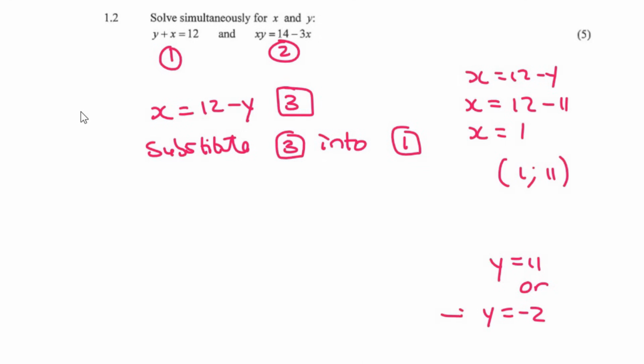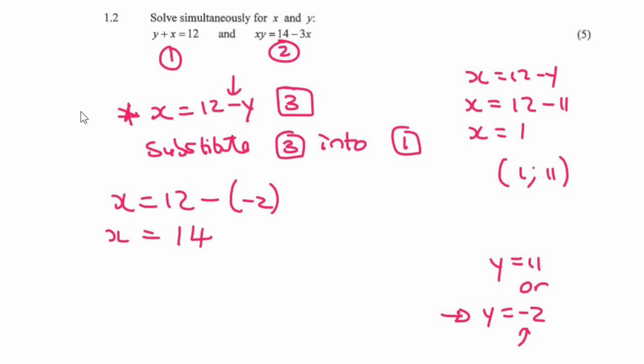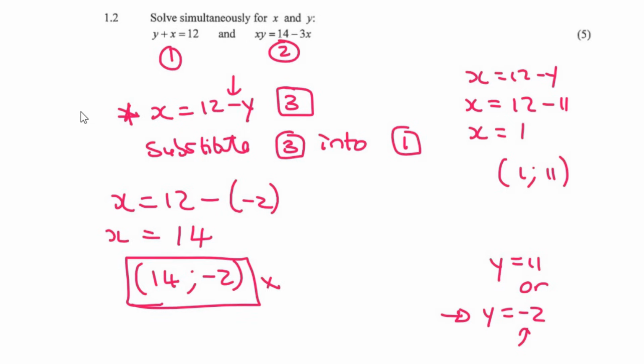Then I need to see what happens when y is negative 2. And so I'm going to use this equation over here again. And so I'm going to say x is equal to 12 minus. Now, because there's a minus over here and there's a minus over here, you should be careful. So I'm just going to use a bracket. And that's going to end up giving me x is equal to 12 plus 2, so x is 14. So therefore, when x is 14, then y is minus 2. So your answer is this one over here and this one over here.